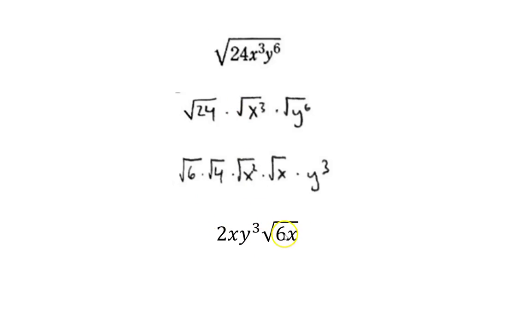So this is our final answer, our simplified version of the square root of 24 x to the third y to the sixth. It might not look any simpler, but it is simpler because we have smaller numbers now inside the radical, which is our best practice.